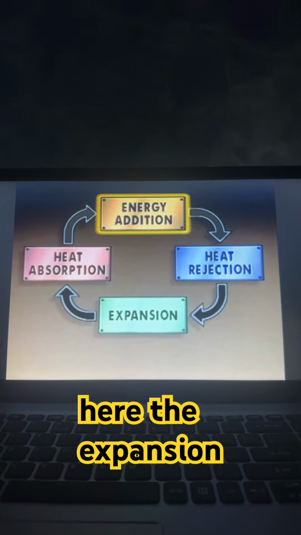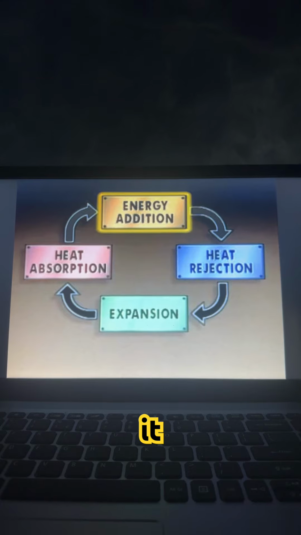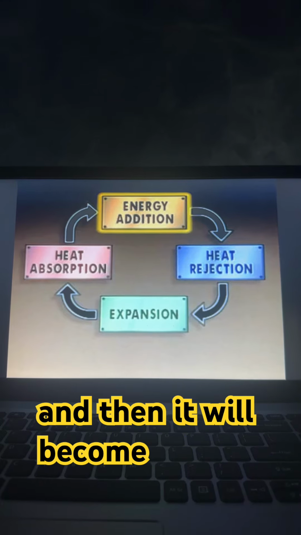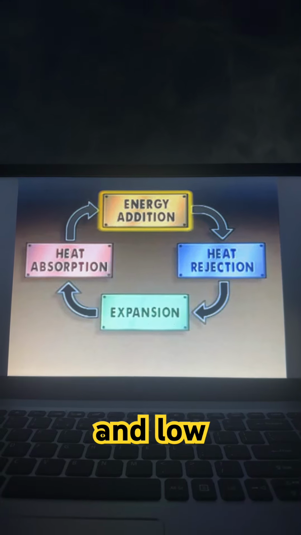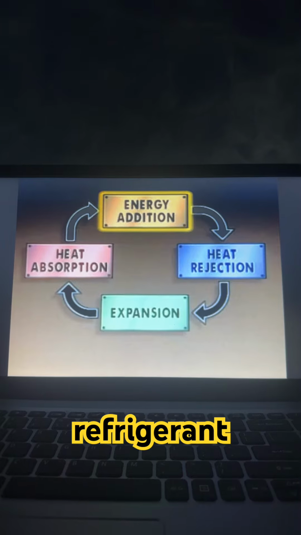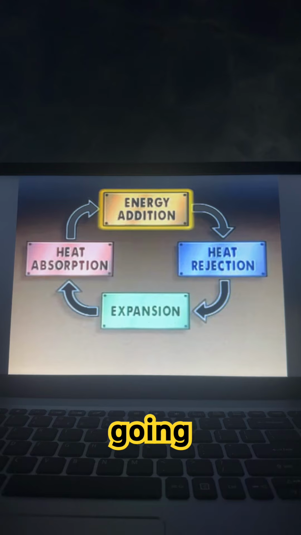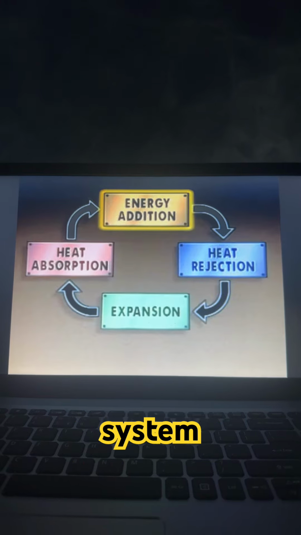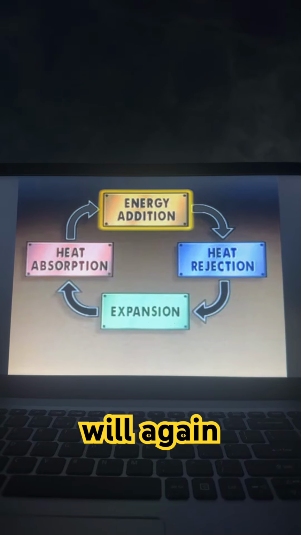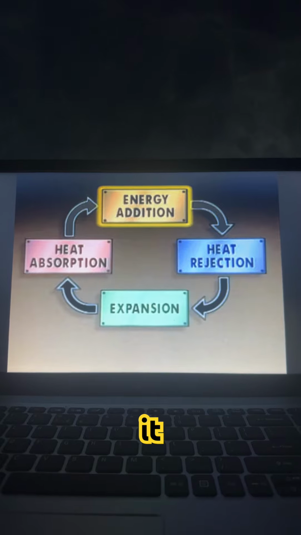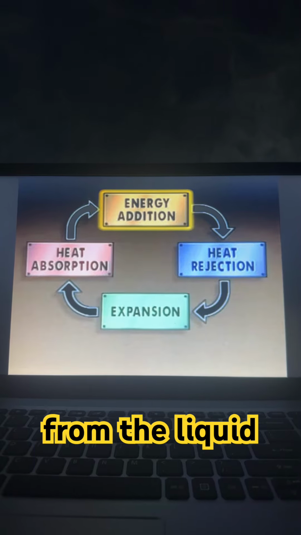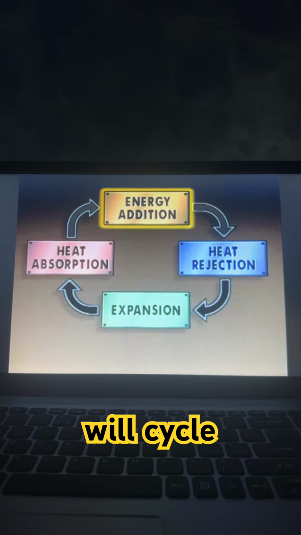Here the expansion valve drops the pressure, and it becomes a low temperature and low pressure liquid refrigerant. This low pressure, low temperature liquid goes again to the heat absorption system. There it absorbs the heat again and changes phase from liquid to vapor. Then the cycle continues again.